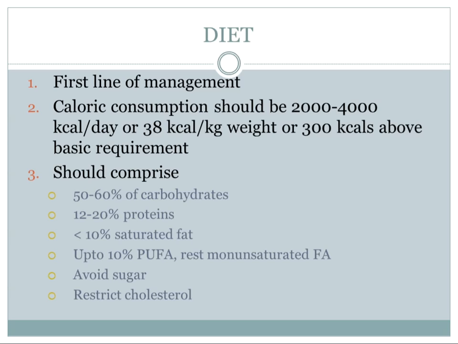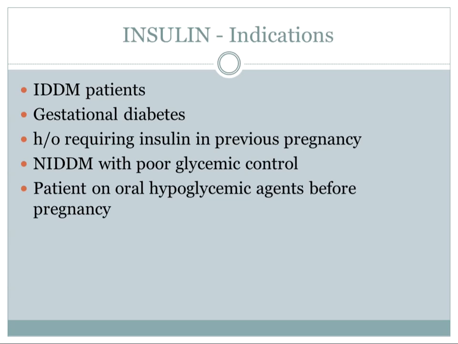Yes, and the food should comprise about 50 to 60% of carbohydrates, 12 to 20% of proteins, and 10% of fats, 10% of saturated fat, and 10% of polyunsaturated fats, and the rest is monounsaturated fats. Okay, then avoid sugar, restrict cholesterol. So, this is the composition of the food and the calorie requirement. Basically, this food is given as 3 meals, 3 snacks. Even for the non-pregnant patients, generally what the endocrinologists tell you is 3 meals, 3 snacks.